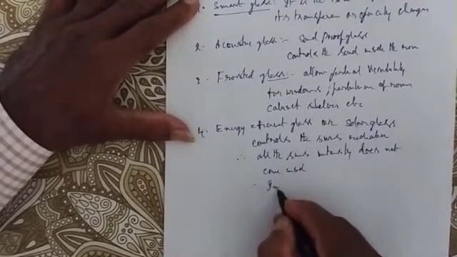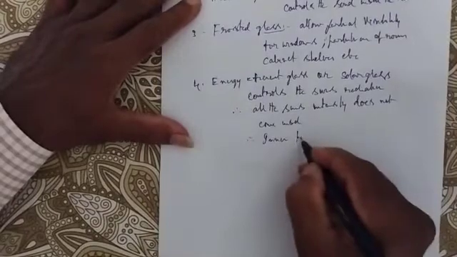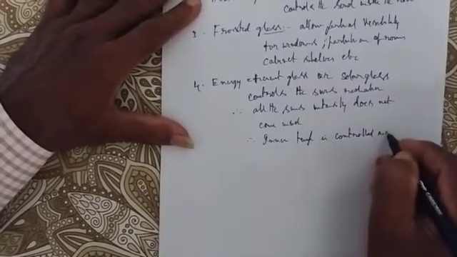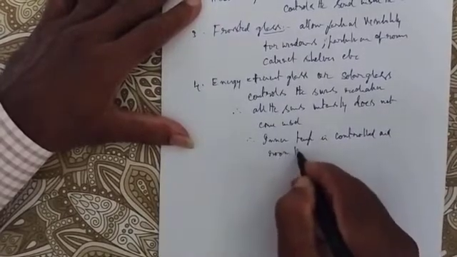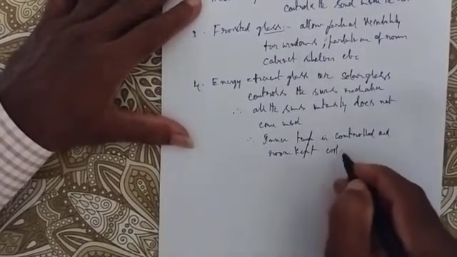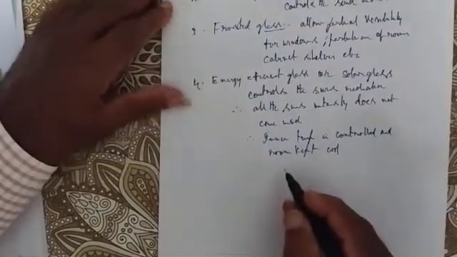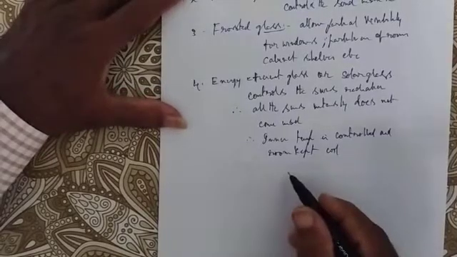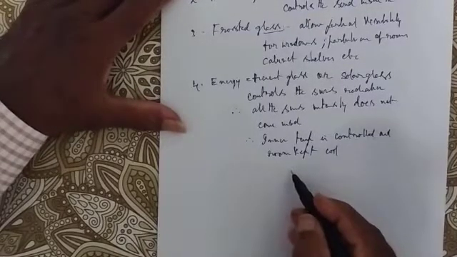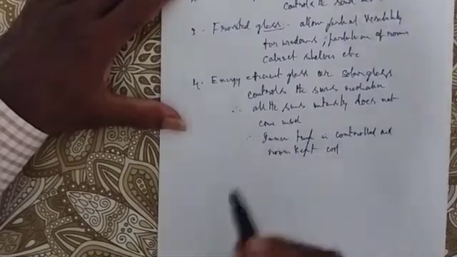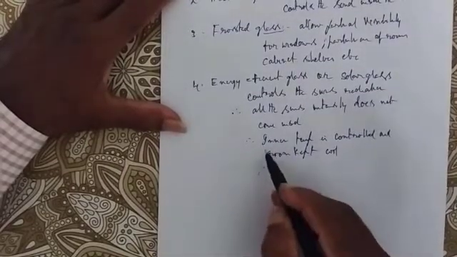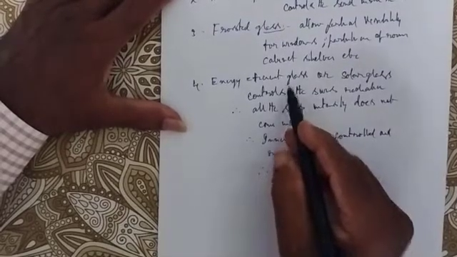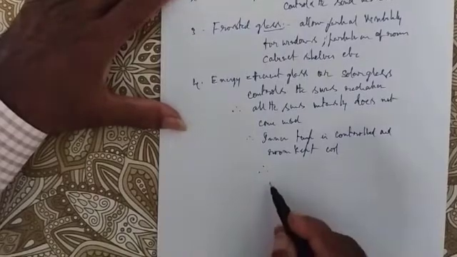Therefore, the inner temperature is controlled and the room is kept cool. As the room is kept cool, the electrical gadgets are not necessary to work continuously. That's why the electrical energy is saved. Therefore, this is also called energy efficient glass.